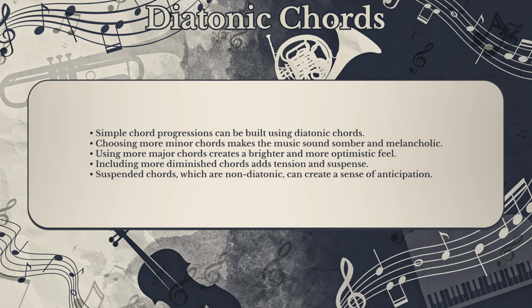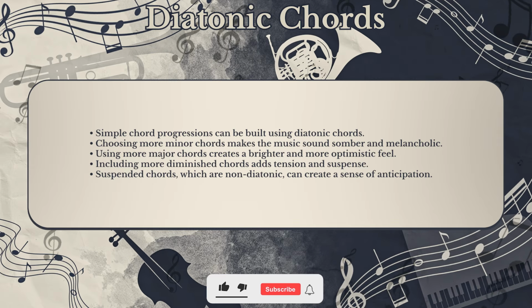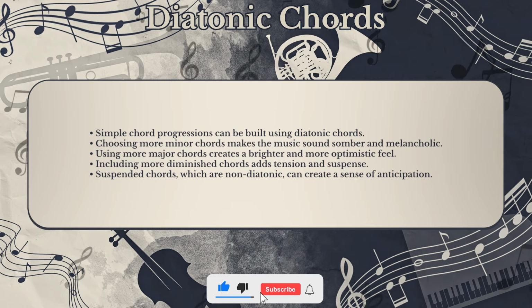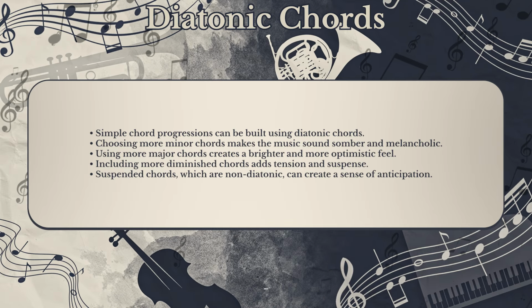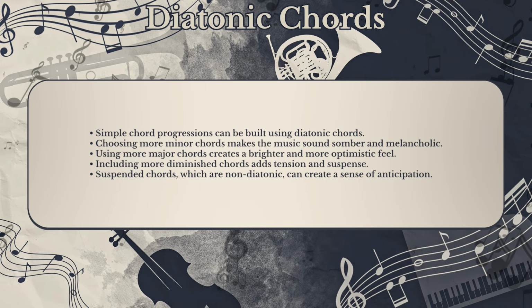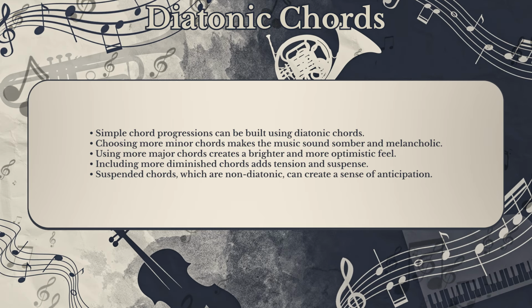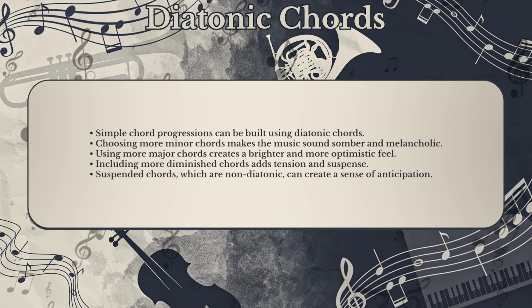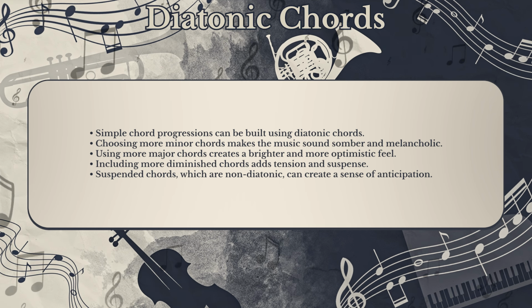If you want to build a very simple chord progression, you can choose chords from the diatonic system. If you select more minor chords, the result will sound somber and melancholic. With more major chords, it will be brighter and optimistic, and with more diminished chords, it'll be tense and suspenseful. Suspended chords, which are not part of the diatonic system, can create anticipation.